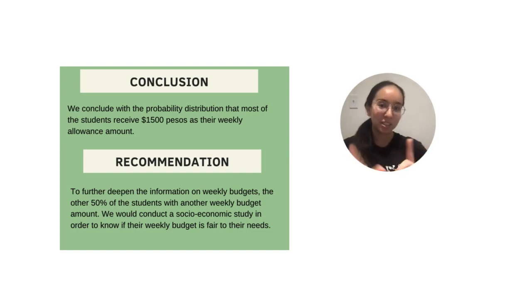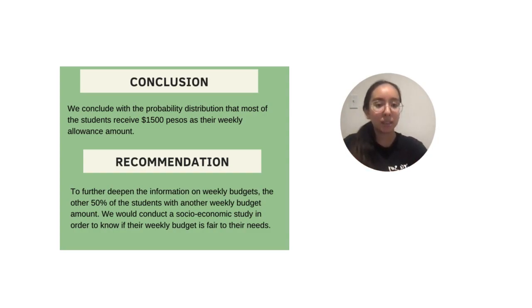For our conclusion, we conclude with the probability distribution that most of the students receive 1,500 pesos as their weekly allowance amount, which is 50% of the survey. Our recommendation, to further deepen the information on the weekly budgets, concerns the other 50% of the students, I mean the ones that earn 1,000 and 2,000 per week.